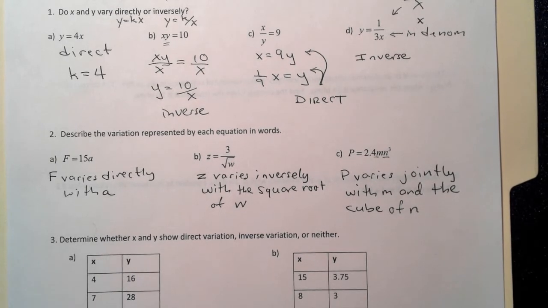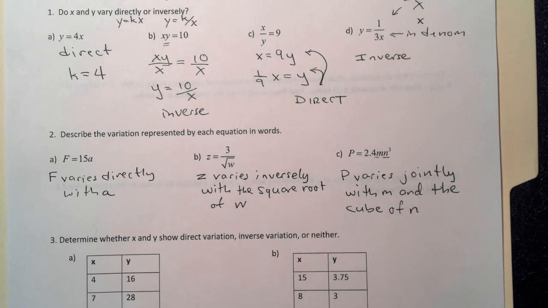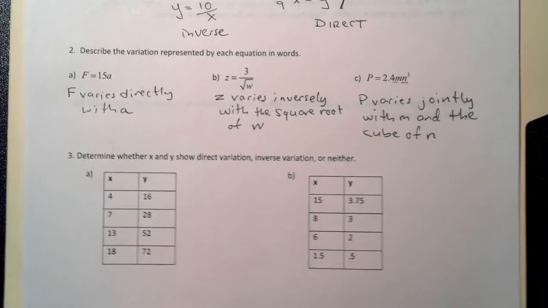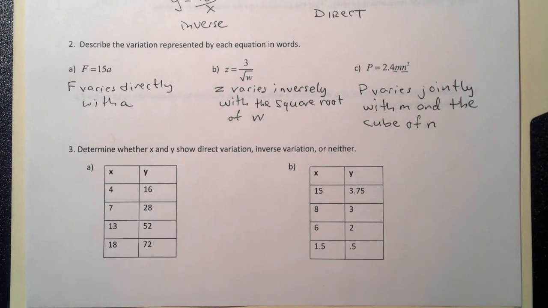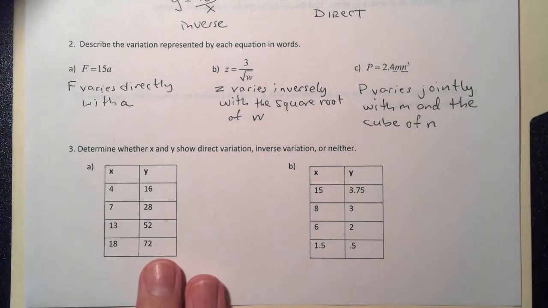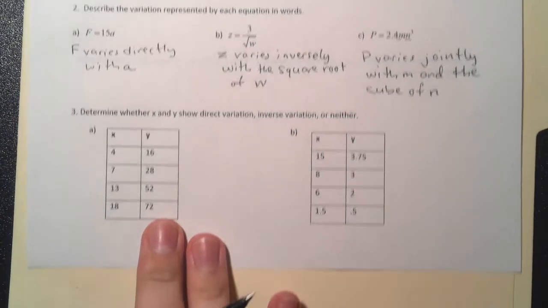So a big part of this, the first part of this, is understanding what the equations look like before we go into word problems, which will be the main thrust of this. But before we go into the word problems, I want to take one more look. Here I've given you some tables, and these tables show a relationship between x and y. We want to determine, is this direct variation, is this inverse variation, or is it in fact neither? Move my paper up just a bit.